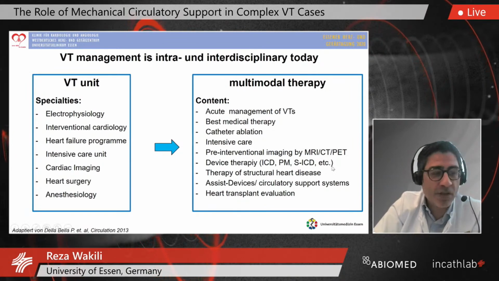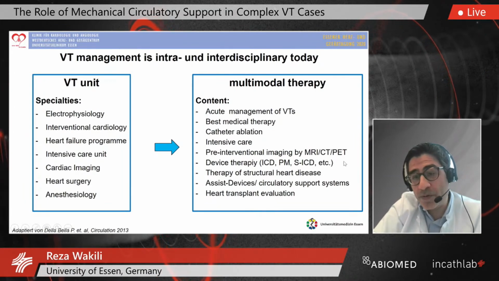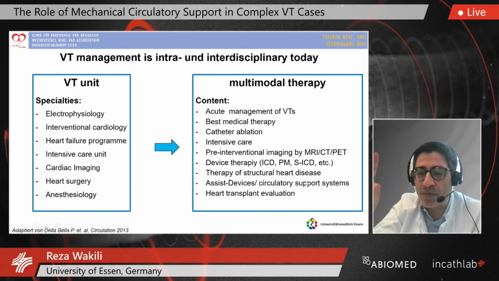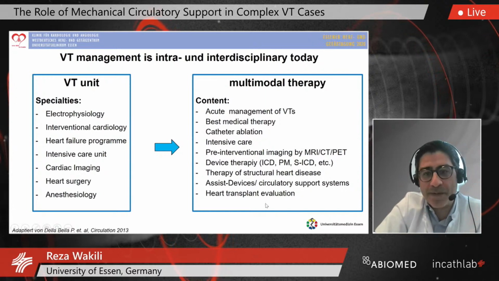I think that pre-interventional imaging by MRI, CT, and also what we use much more frequently in recent days, PET imaging, can already guide you to the region of interest, where we are looking for where the substrate is located and where we have to go.